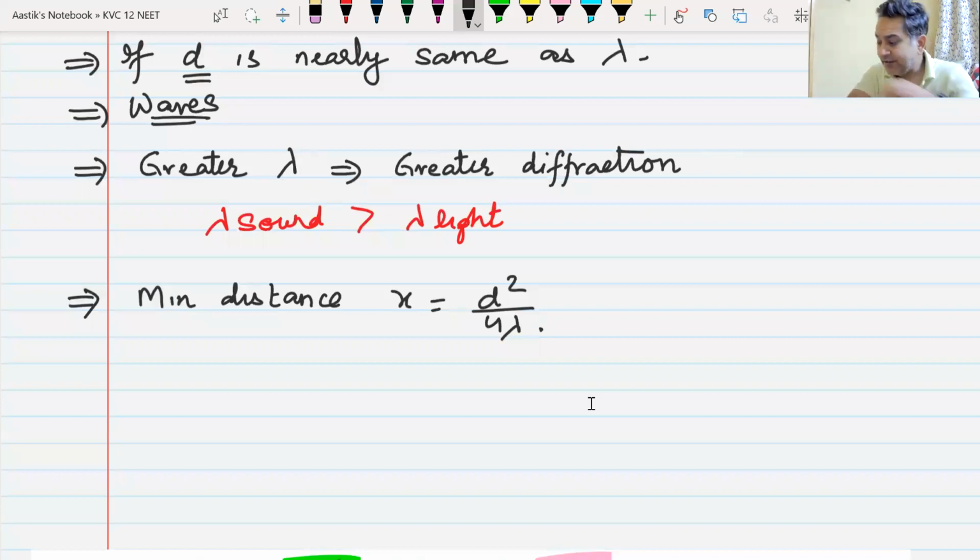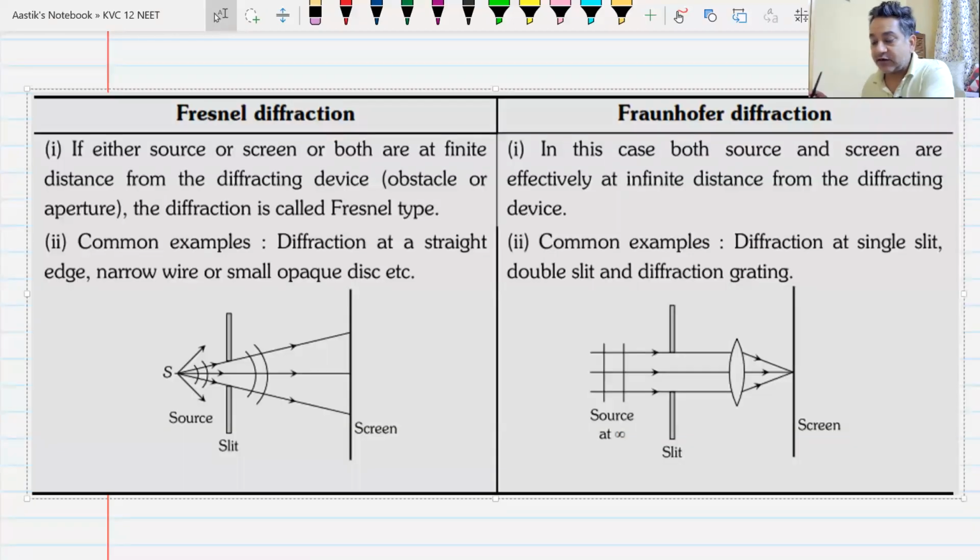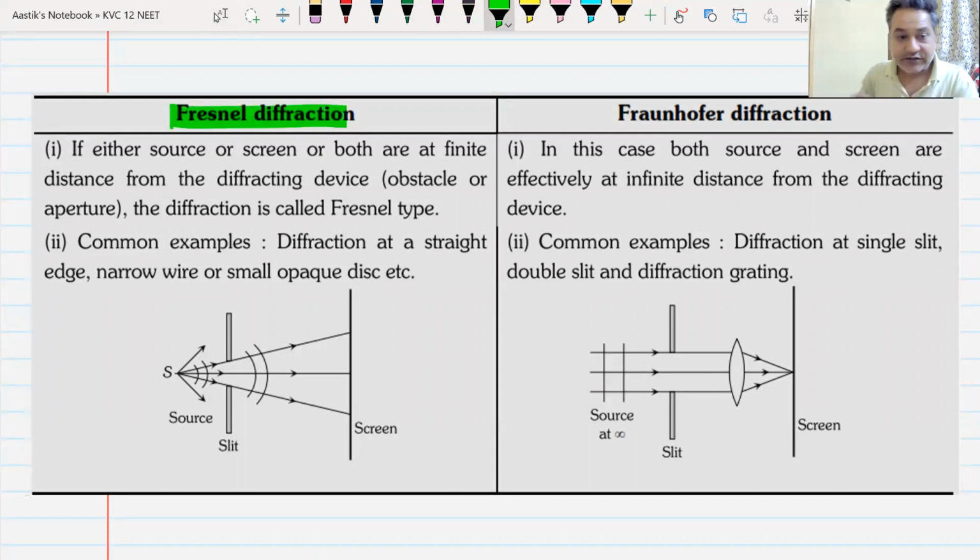Then the next thing, there are two types of diffraction that we must know about. You must know their names. You must know what is the difference between them. You will see them here, and you can draw this diagram because they can ask you a diagram. They can give you a diagram and ask what are the two types of diffraction that are commonly seen. The first one is known as the Fresnel diffraction. The next one is known as the Fraunhofer diffraction.